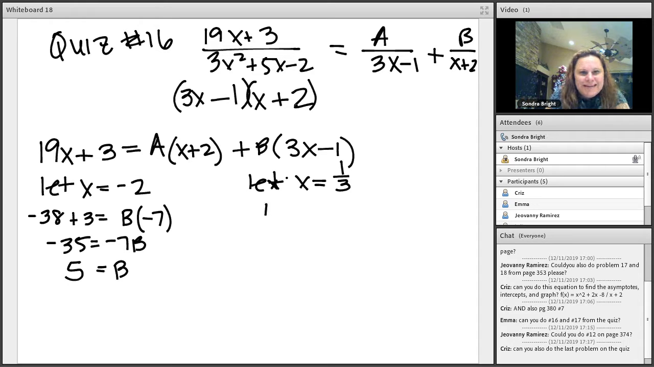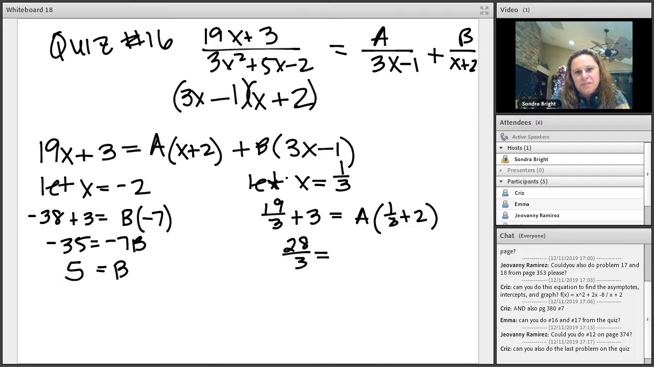Must be. Okay. So we got 19/3 plus 3 will equal A times 1/3 plus 2. So what is that? That would be 9 over 3. So 28 over 3 equals A times 7/3. Oh, nice. And then to undo that, you want to solve for A. The fastest way to get there is multiply both sides by 3 over 7. And then the 3's cancel, and 7 goes into 28 4 times. So even though it looked ugly, it turned out nice.